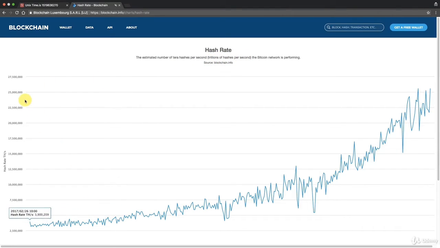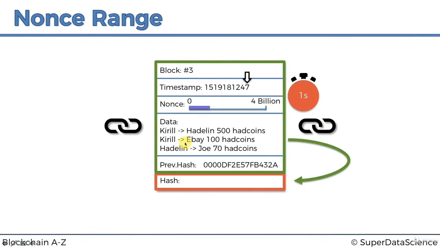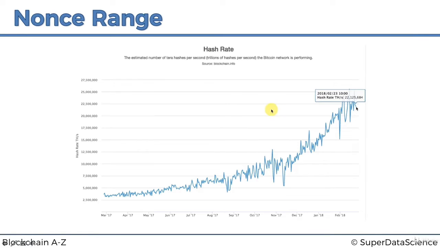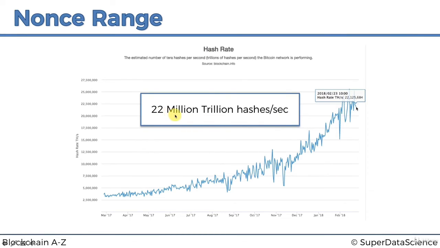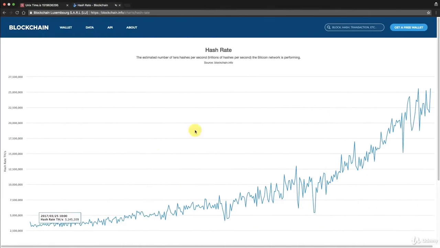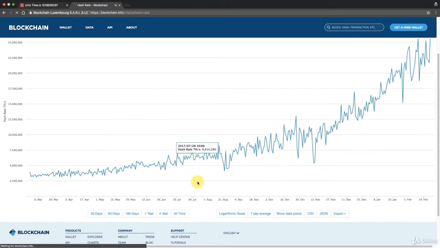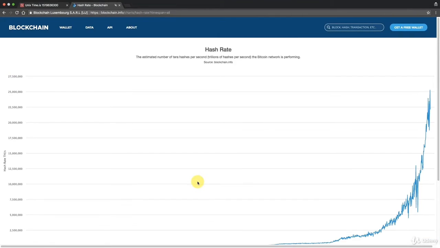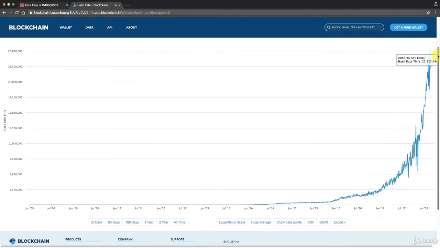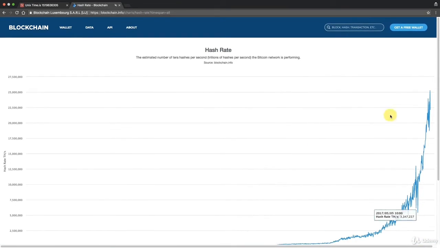So the current hash rate of the network is 22 million trillion hashes per second. I'm going to say that again just because it's such a cool number. 22 million trillion hashes per second. That's how much the hash rate is now. By the way, you can check it out for all time. You'll see how it's changed throughout history.